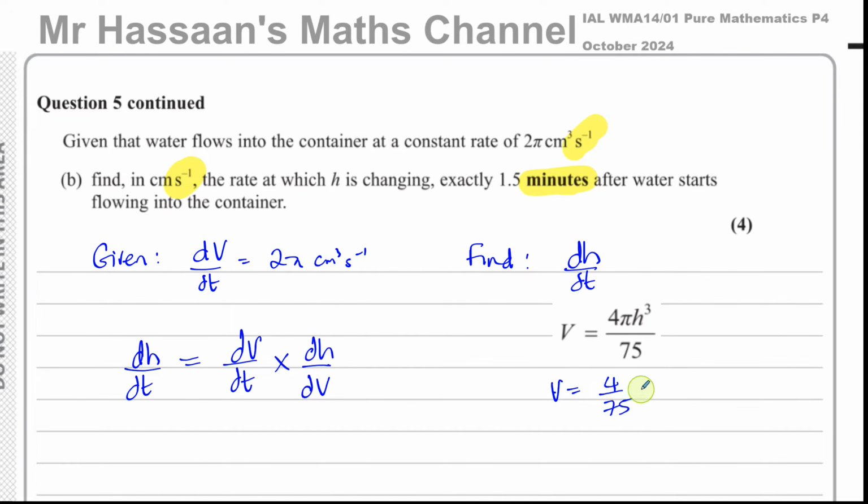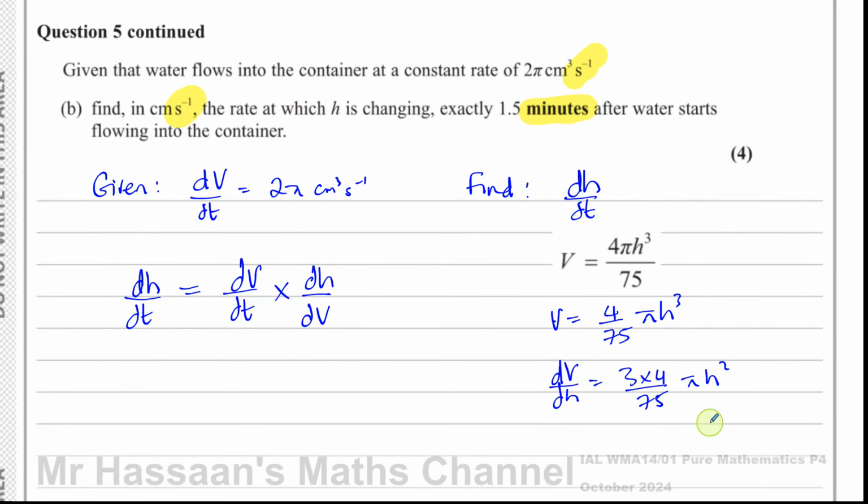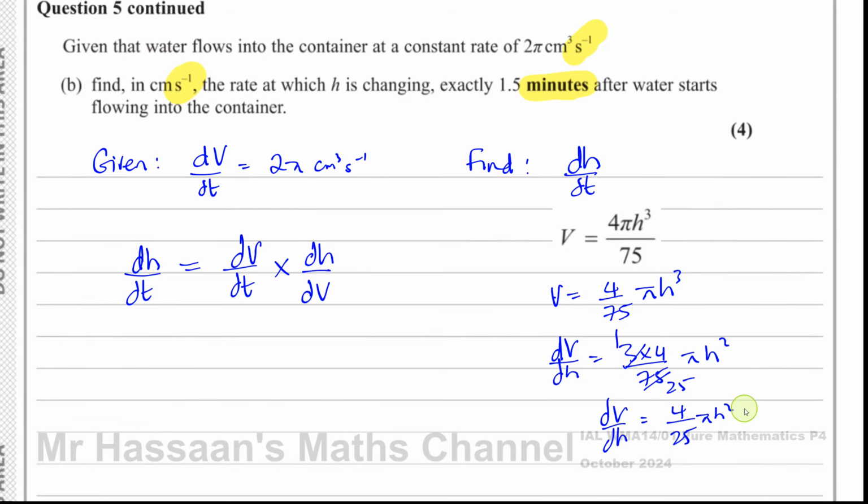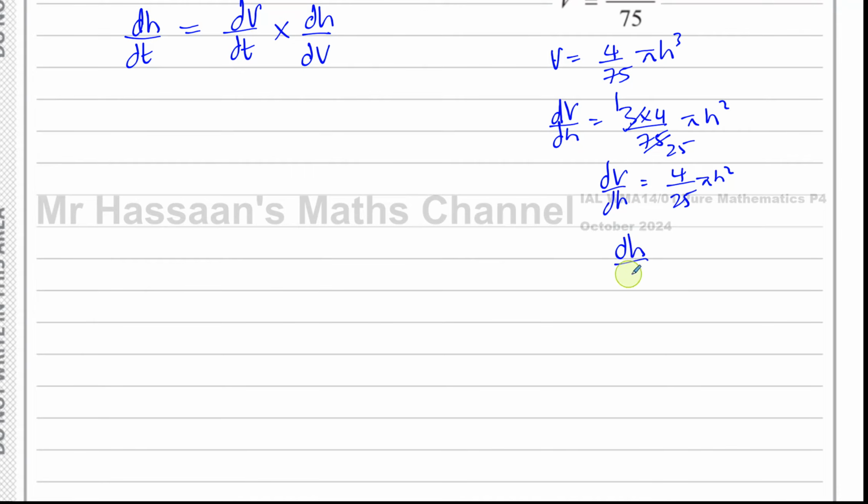Let's rewrite it in a more friendly way: 4 over 75 times pi h cubed. That's a bit more friendly for differentiation. So I'm going to differentiate this expression with respect to h. That will give me dV/dh. So 3 times 4 over 75 times pi times h squared. Now 3 goes into 75, 25 times, so I can cancel this and put 25. So I can say dV/dh is equal to 4 over 25 pi h squared, which means that dh/dV is equal to 25 over 4 pi h squared.